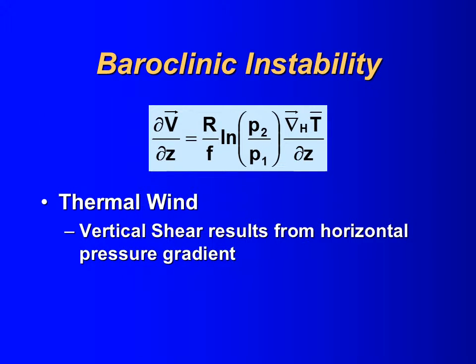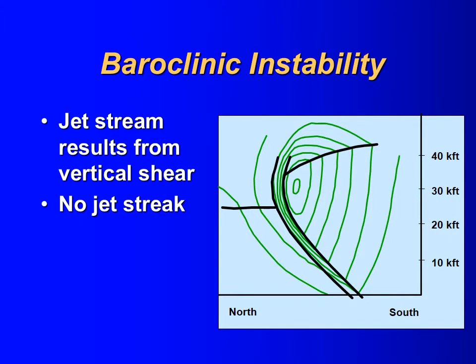Oh, there's our first equation, the thermal wind. So because we have a horizontal temperature gradient in a layer, we are going to have a thermal wind, which means the wind increases with height. So you do have a jet stream, but you don't have a jet streak yet because you don't have any regions where the temperature gradient has been enhanced.